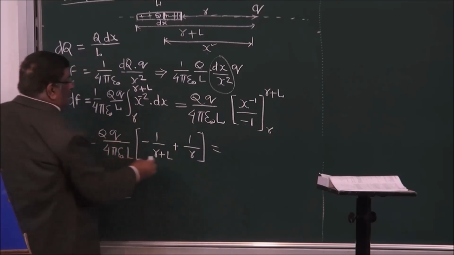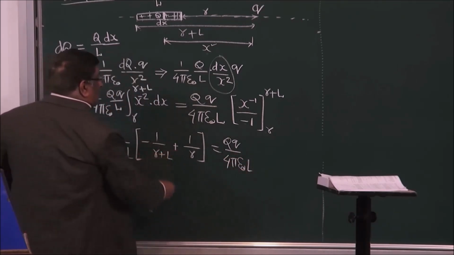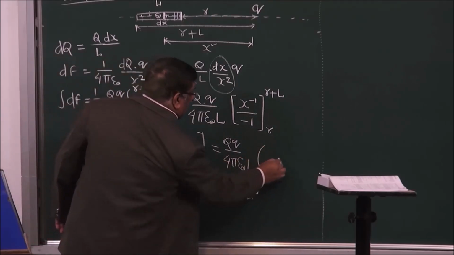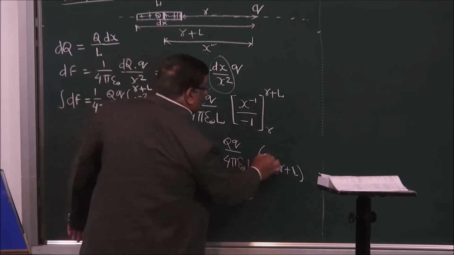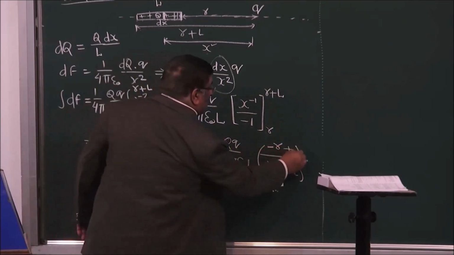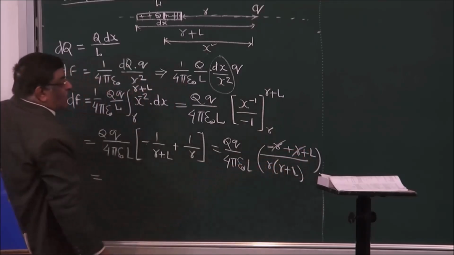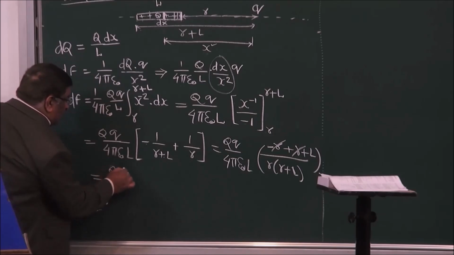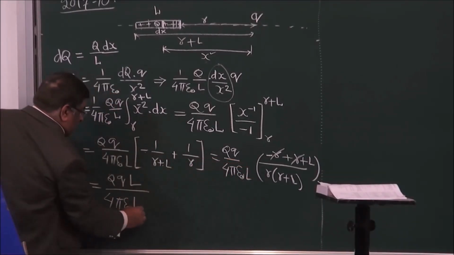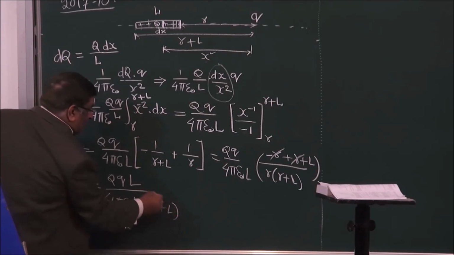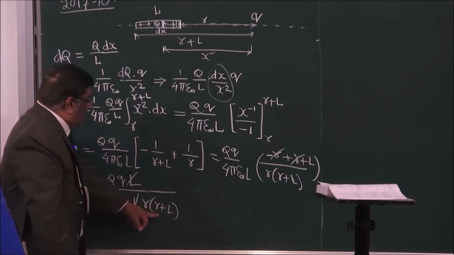So this is equal to Q upon 4 pi epsilon naught L, and this will be plus and minus. This is the LCM, R plus L, and this will be minus R, and this will be plus R plus L. Okay, so this is equal to, cancelled, and here we have L upon R into R plus L. So we write it Q L upon 4 pi epsilon naught L, R into R plus L. And here we cancel out this L, and we get Q upon 4 pi epsilon naught R into R plus L.